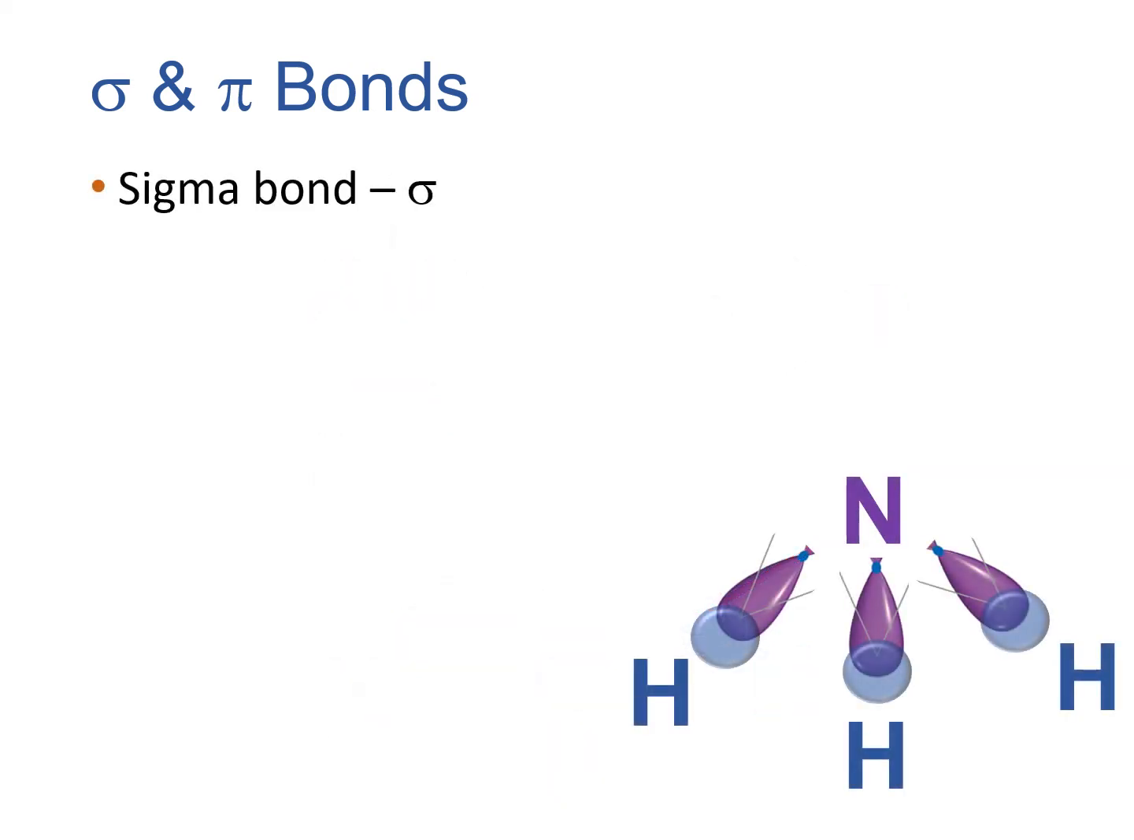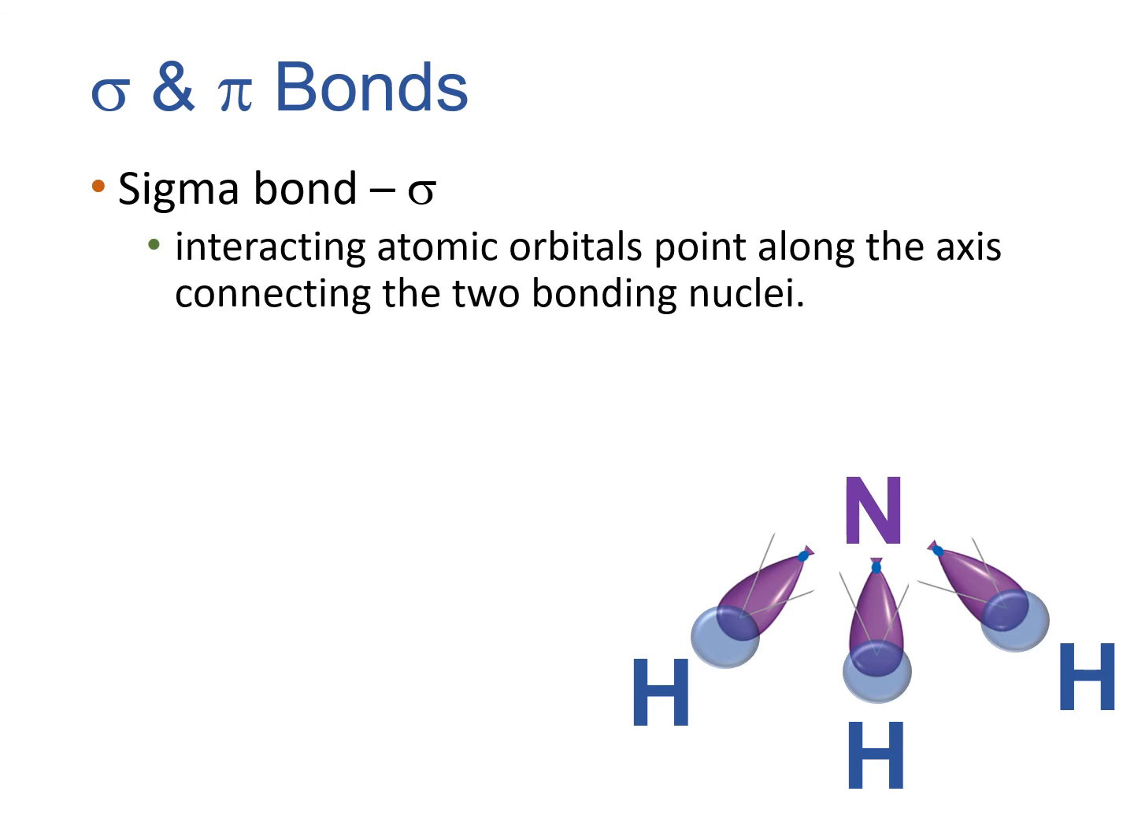The type of bond that exists between nitrogen and each one of the hydrogens is called a sigma bond. And the definition of a sigma bond is when the interacting atomic orbitals point along the axis connecting the 2 bonding nuclei. A simpler way of saying that is you have a sigma bond when you have a straight shot between the 2 nuclei of the atoms that are being connected. It's just a straight shot between them. And this is important because even though these are microscopic structures, they still have orientation. They still have 3 dimensions. And how things come together is important for them, and ultimately is important for us in understanding how they work.